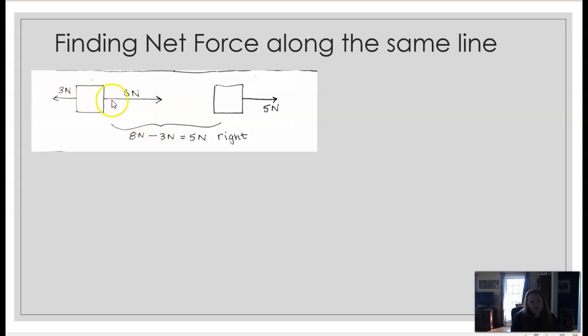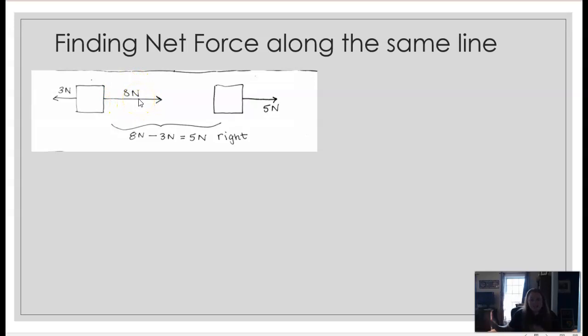So here we have 8 newtons pulling to the right and 3 newtons pulling to the left. Because those are in opposite directions, that tells us that we need to subtract those forces. Now, one rule that I always use when I am finding the net force, I always take my right force and subtract it, or I always do my right forces minus my left forces. Okay, you always want to look at your positive forces first.